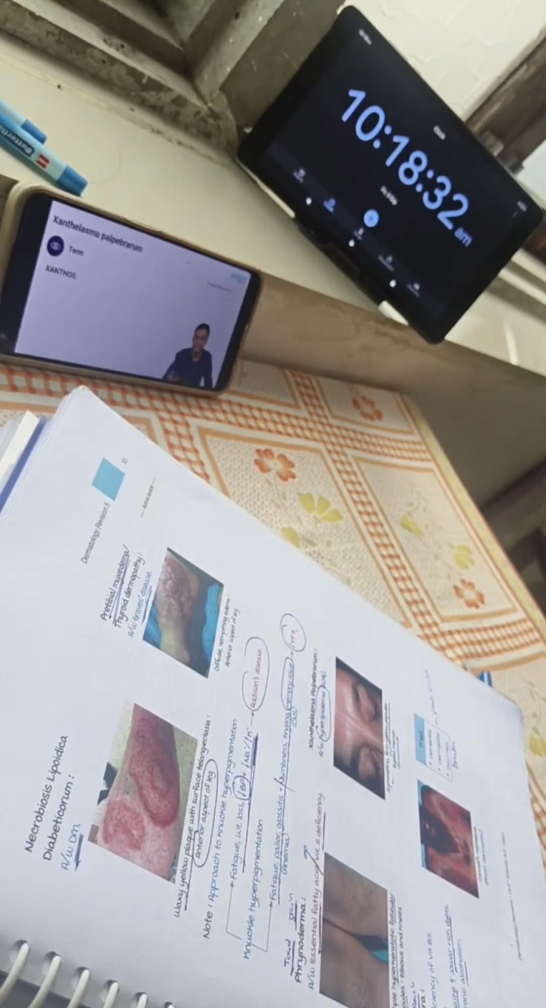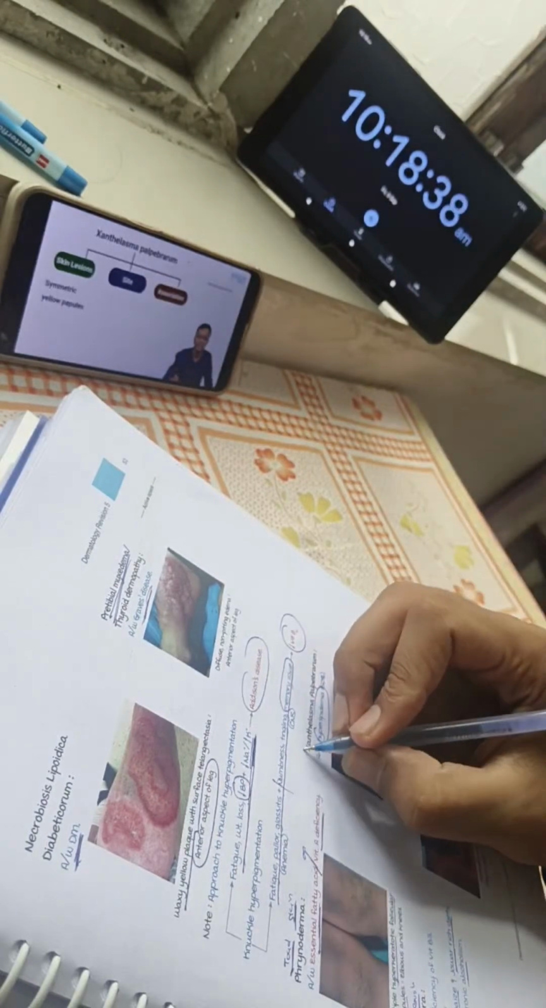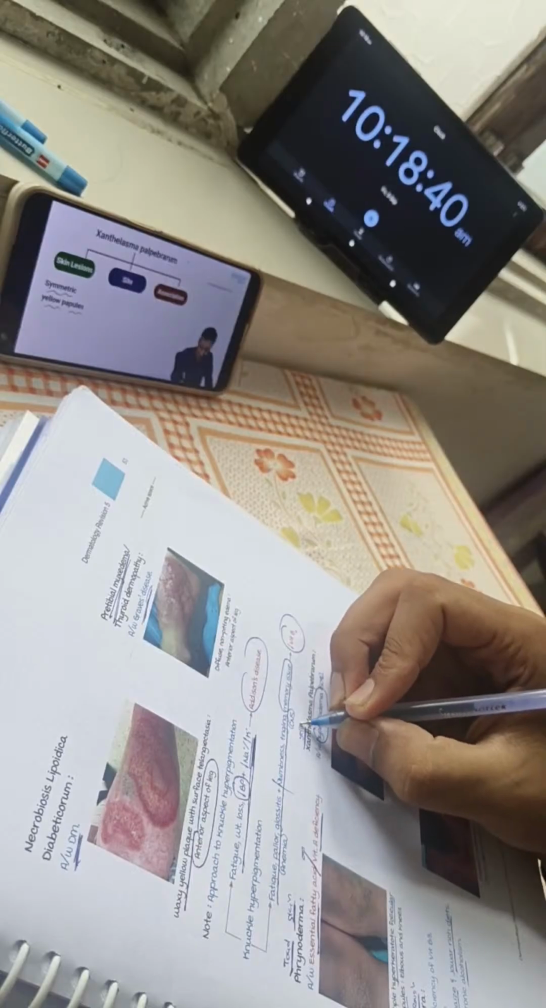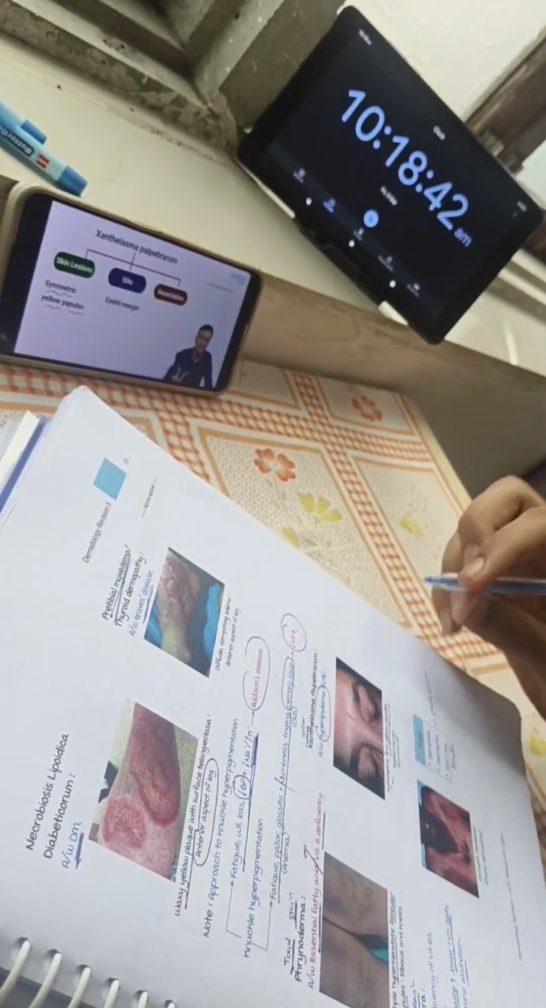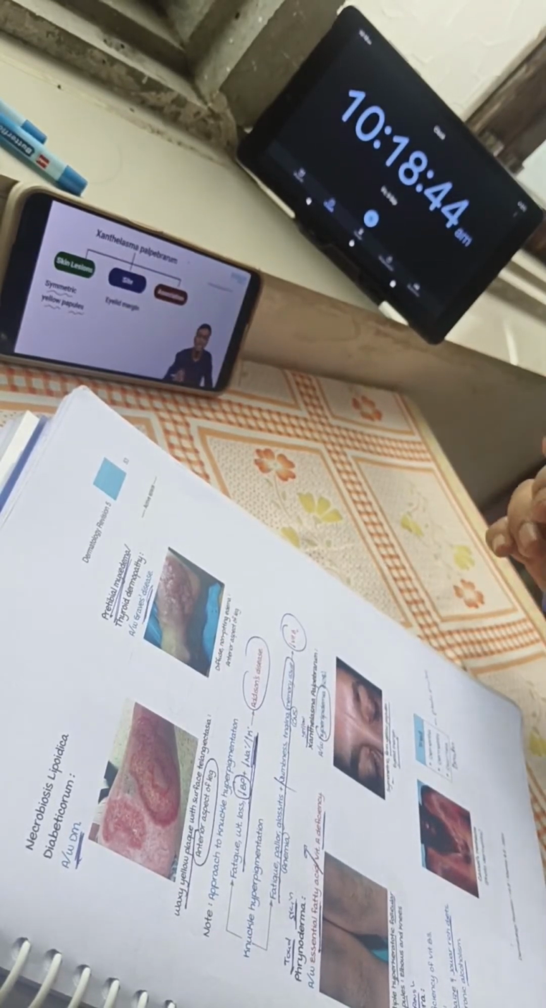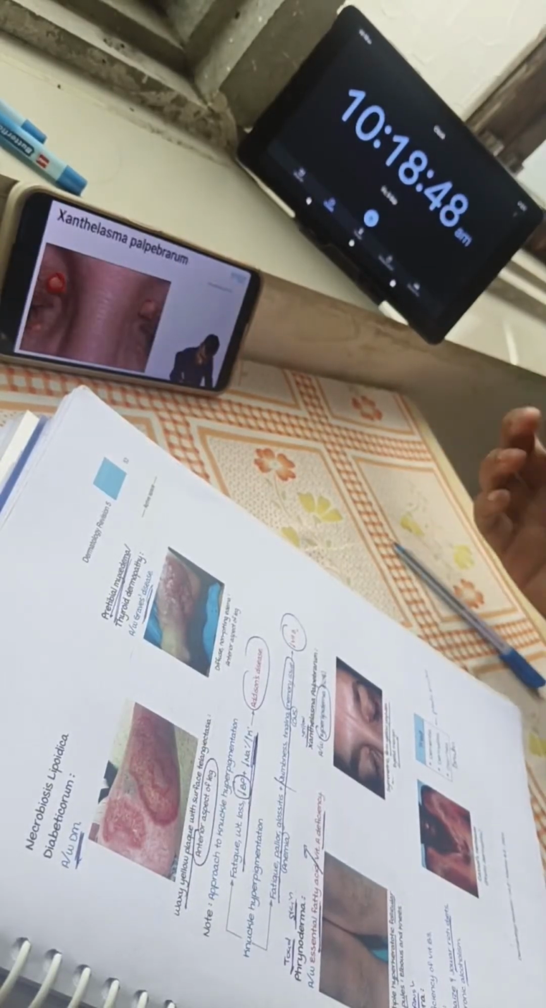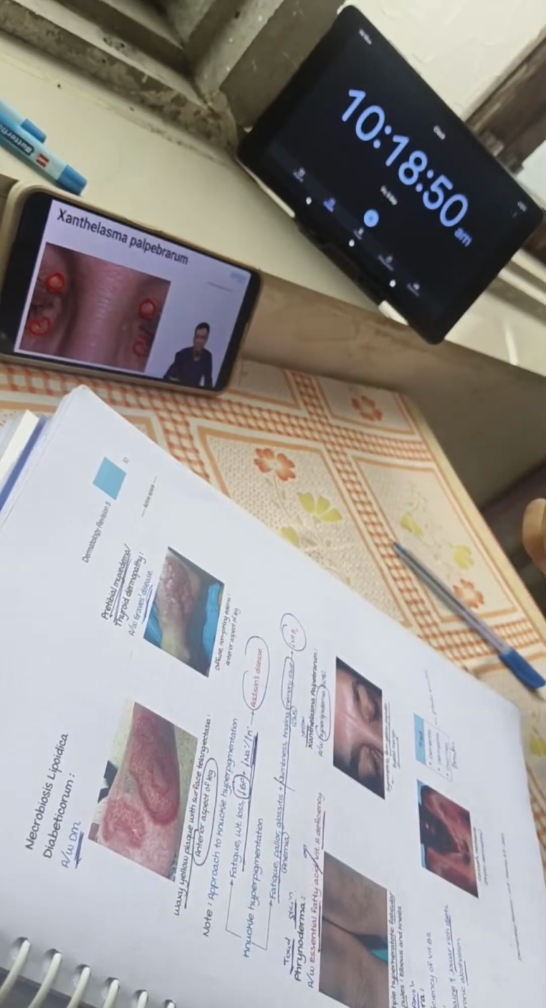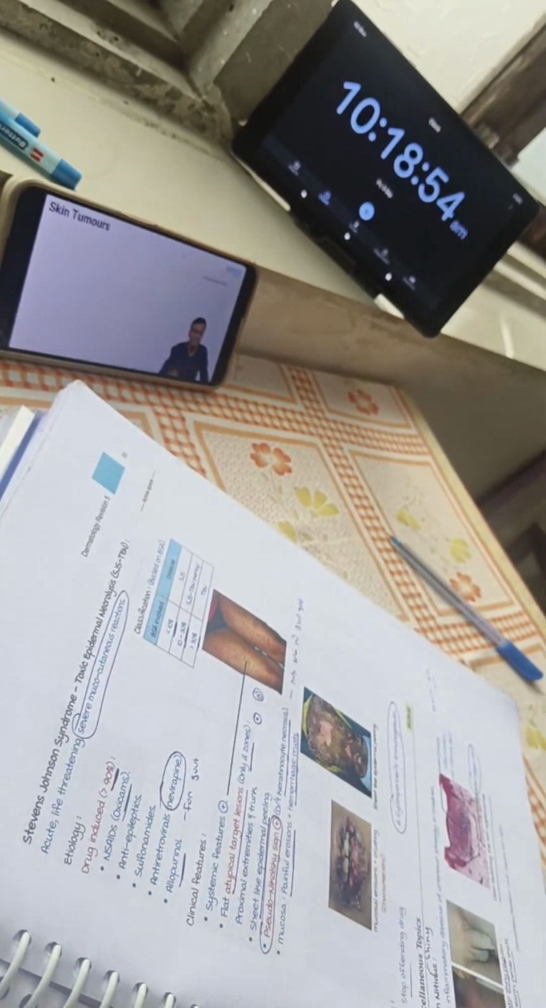Next, we move on to xanthelasma palpebrarum. Xanthos means yellow. That means xanthelasma is characterized by yellow color, firm, symmetric papules which are distributed in the periorbital region, mainly over the eyelid margin. It is associated with hyperlipidemia in 50% of the patients. So here we can see symmetrically distributed yellow color papules which are made up of lipid with 50% association with hyperlipidemia.